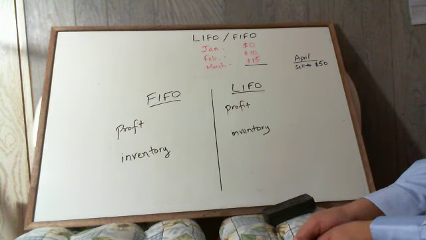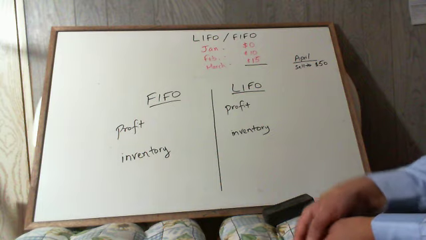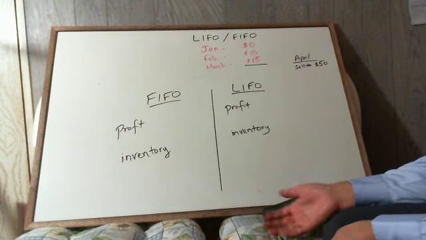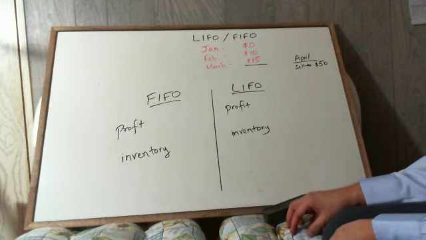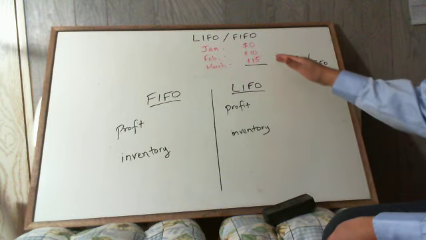So within the profit and loss account, we are accounting for how the company calculates its profit for the year. And in there we have the LIFO and FIFO concept.